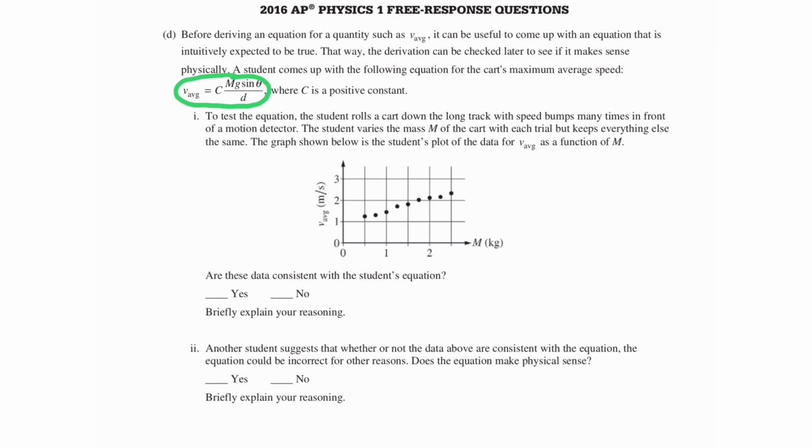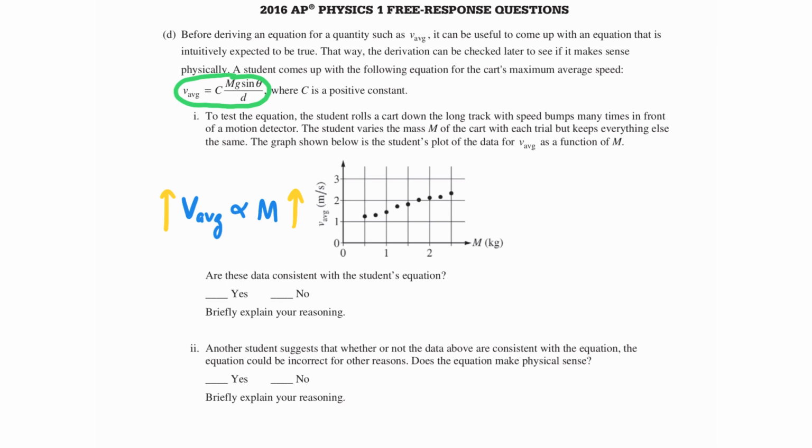The first thing that I would hope you would find is in the graph, it looks like the average velocity of the cart is proportional to the mass, meaning that as the mass of the cart was increased by the student in successive trials, the average velocity of the cart also increased. And if I look at the equation up above, the mass is in the numerator, and so the average velocity should increase as the mass increases. And so if we're trying to compare the graph to the proposed equation, so far it looks like those two things are in agreement.